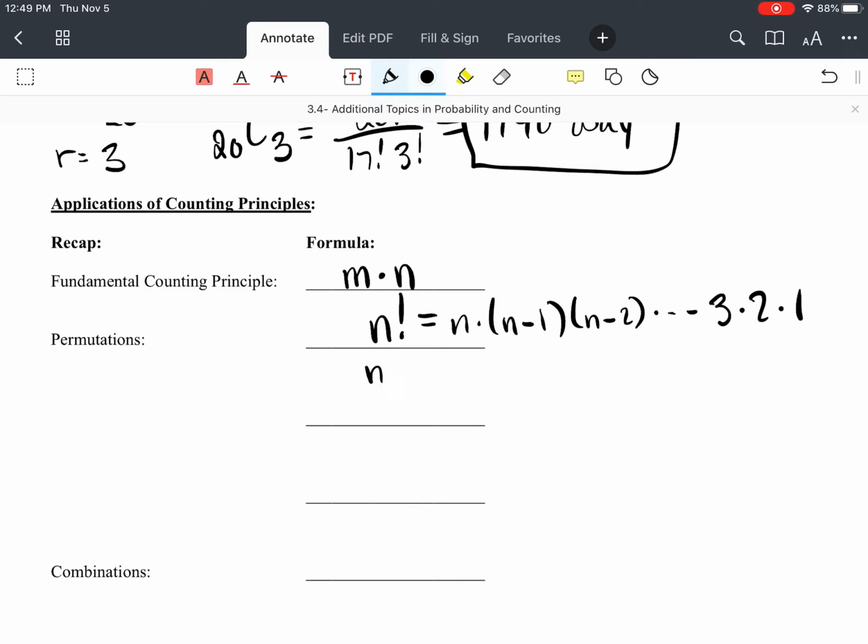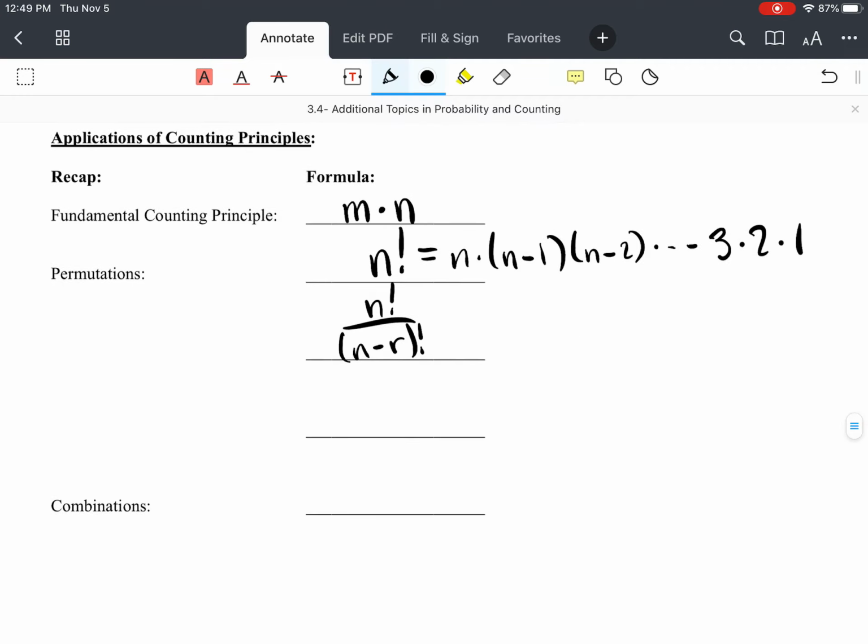Then, if we start looking at choosing a certain number out of a total, we look at permutations. That's going to be n factorial over n minus r factorial. Then we look at distinguishable ways, so that would be n factorial over n sub 1 factorial times n sub 2 factorial times, and we keep going until we get to n sub k factorial, where n is equal to n1 plus n2 plus, and we keep going up to plus n sub k.